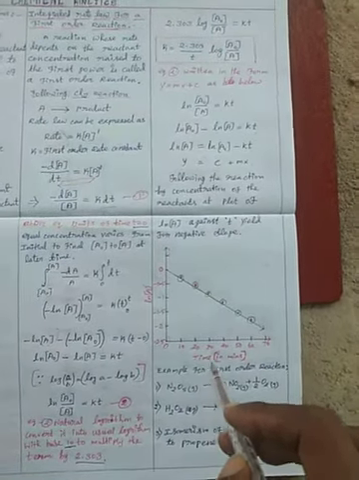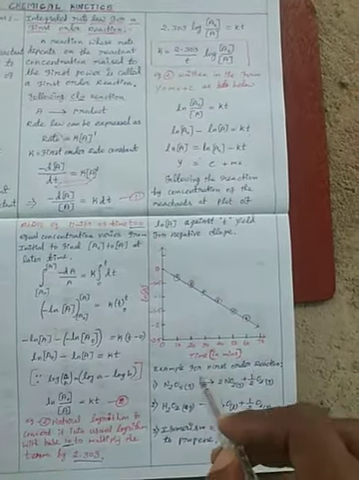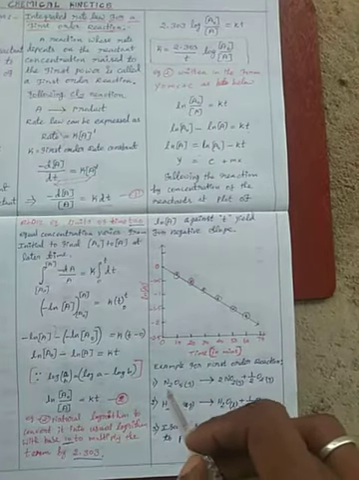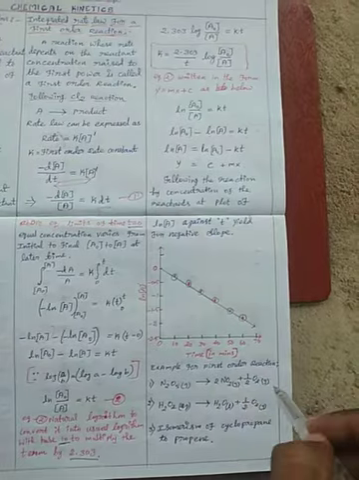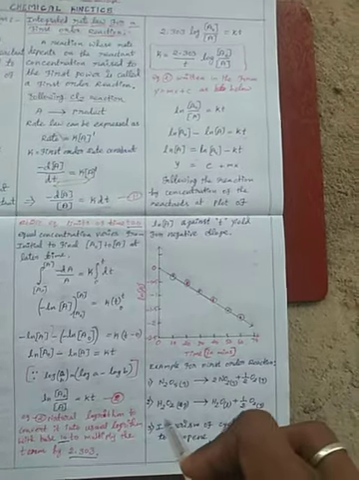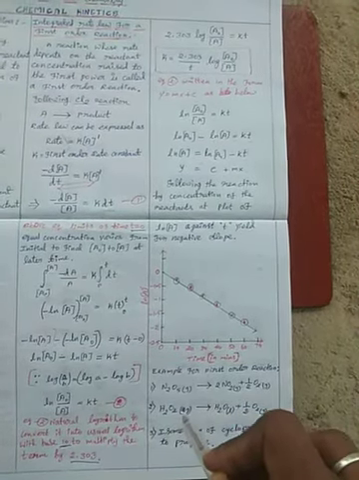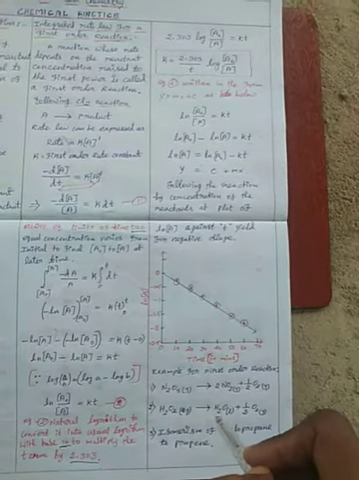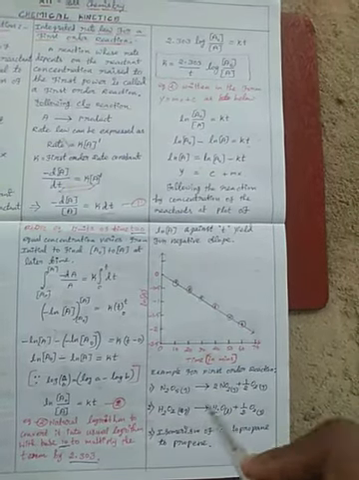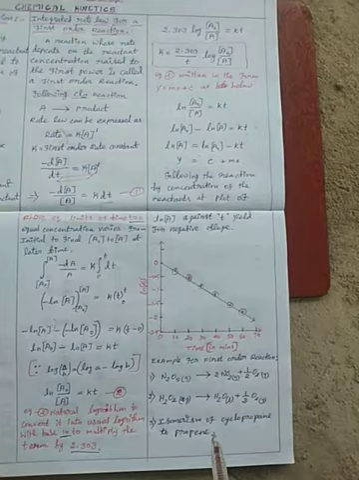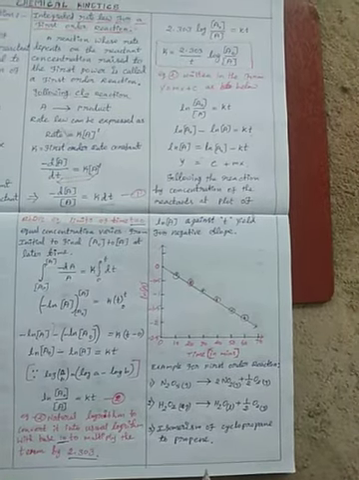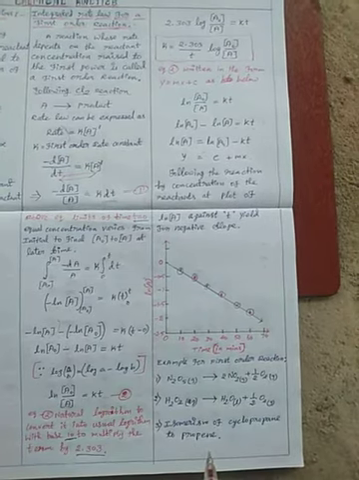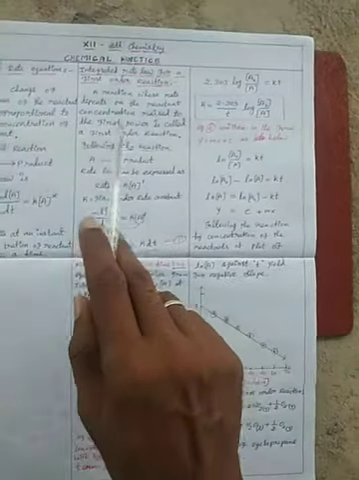Examples of first order reactions: decomposition of nitrogen pentoxide, and decomposition of hydrogen peroxide into water molecules and oxygen molecules. Next, isomerization of cyclopropane to propylene. One very important 5 mark question.